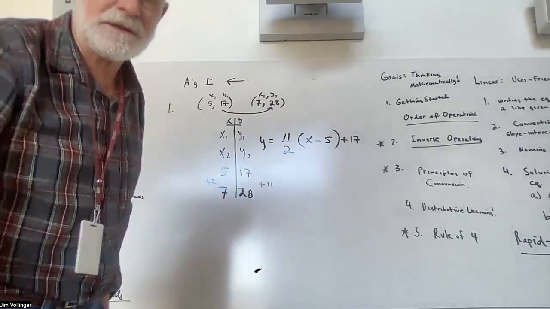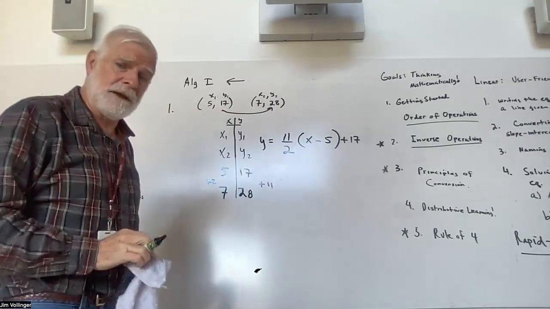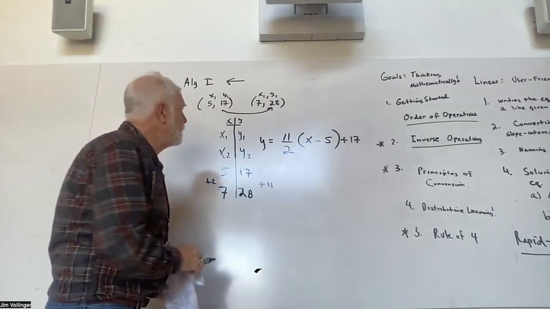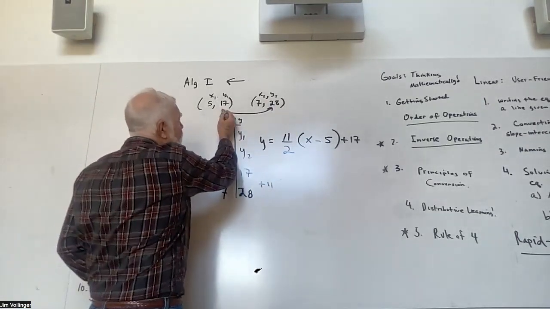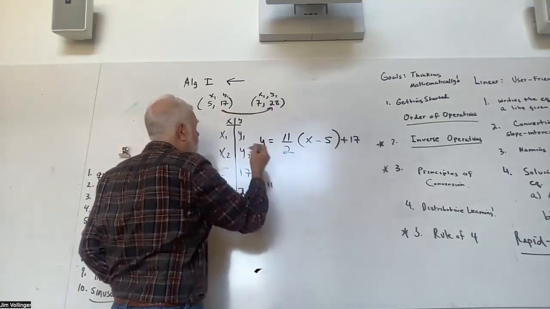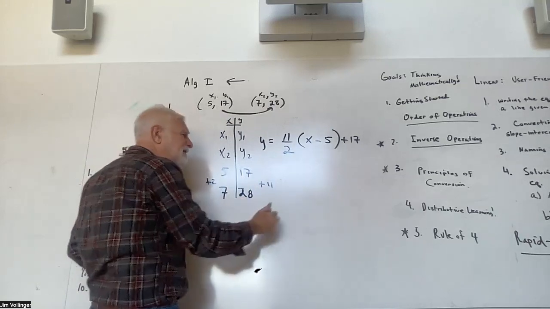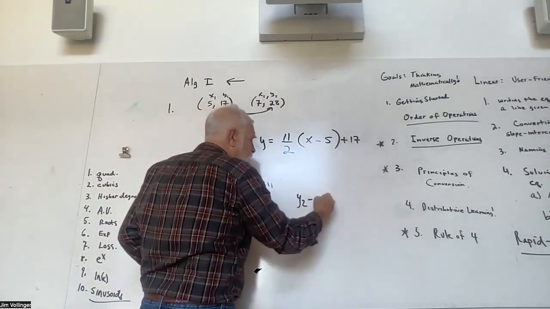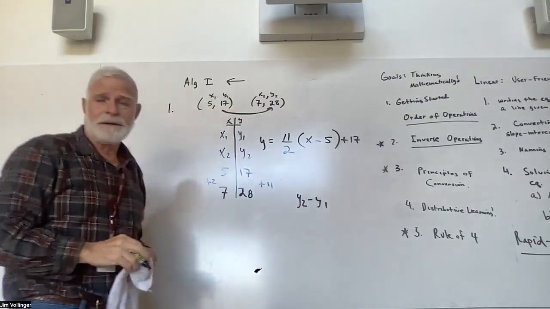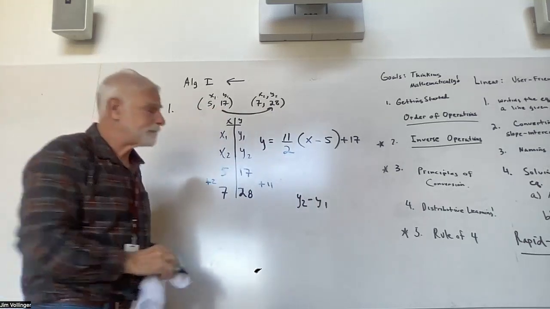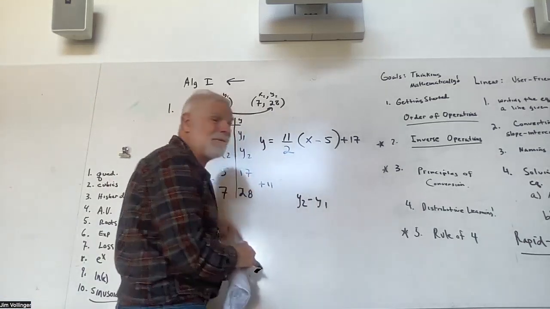That's all I'm doing is mechanics. Although there was a subtle difference there in how I approached it. I basically said, how do you get from 17 to 28, up 11? How do you get from here to here? That's different than doing y2 minus y1. It's just a subtle difference. It's easier. So we're going to do it that way.